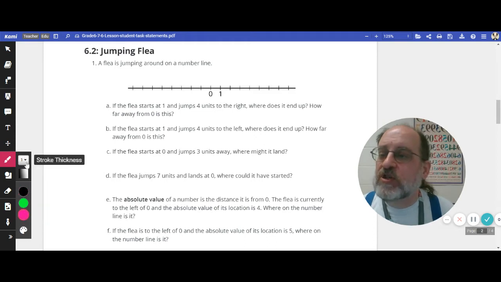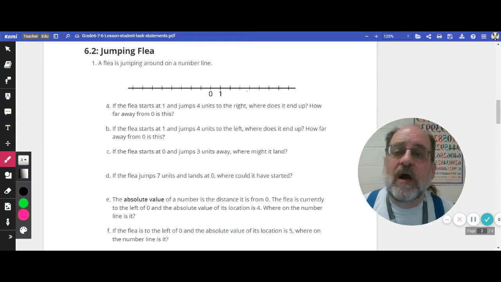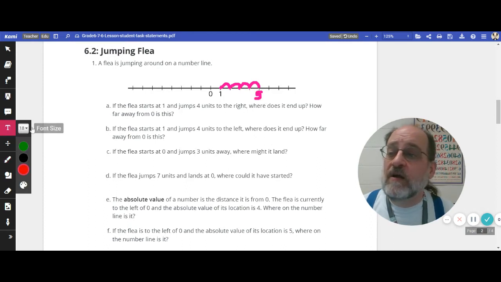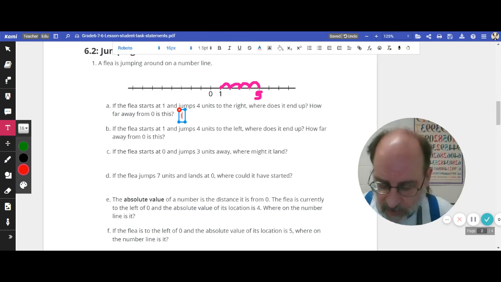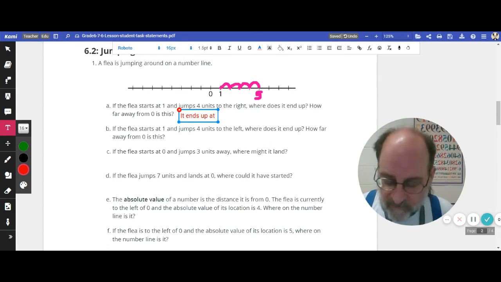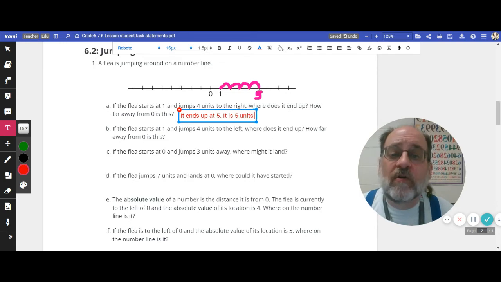So I want to show some jumping here. I'm starting at 1 and I'm jumping 1, 2, 3, 4 units to the right. Where does it end up? Well, this is 2, 3, 4, 5. Ooh, it's a 5 right there. Let's talk about what we can say. Where does it end up? It ends up at 5. It is 5 units away from 0.